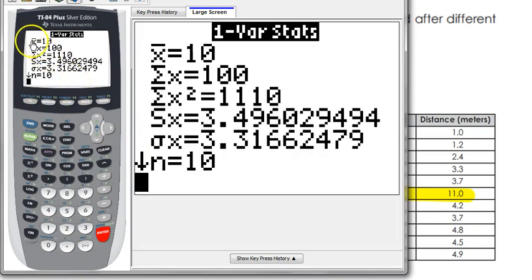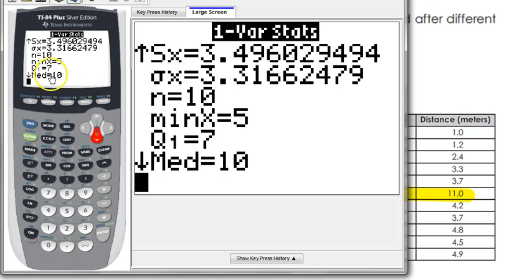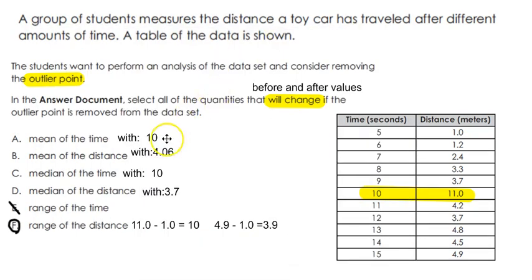Here we have it. The mean was still 10. The median was still 10. So time didn't change. It was still 10 and 10. So those are not going to be the answers because we want the ones that will change.